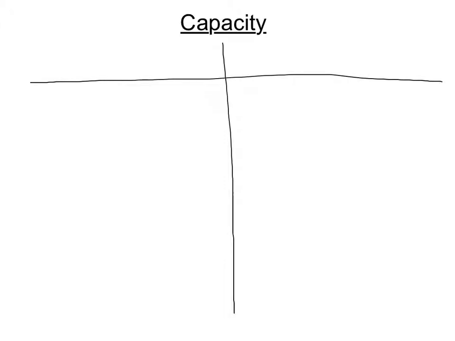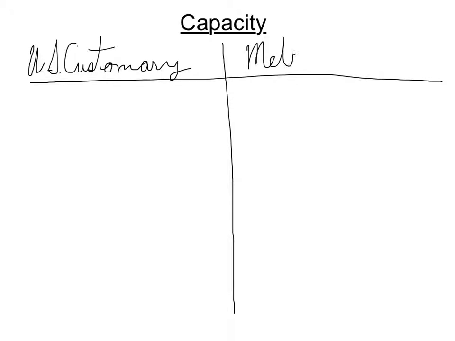Here in the United States, we generally use the U.S. customary system, whereas much of the rest of the world uses the metric system. In the U.S. customary system, the largest unit that we typically use is the gallon.